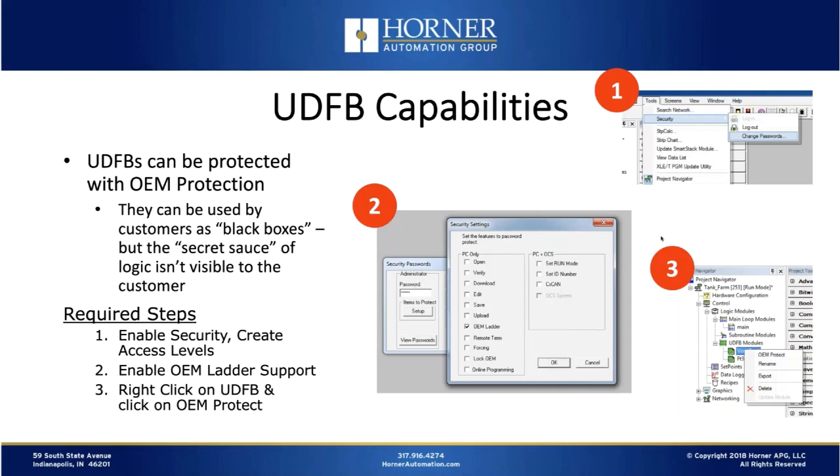So the way you enable that feature is first, you have to enable security, which most OEMs already do. You also have to enable OEM ladder support. That's the subset of the feature that protects not only OEM sections in your main loop, but also OEM protected UDFBs. And then for the particular user-defined function block that you want to protect, you just right-click on it in your program and select protect, or OEM protect, I should say, and it will be protected. So again, a handy feature for those OEMs or system integrators that don't want to give away the secret sauce.